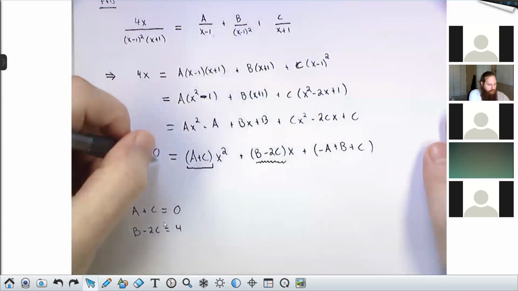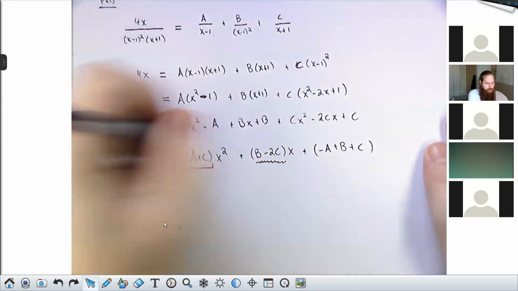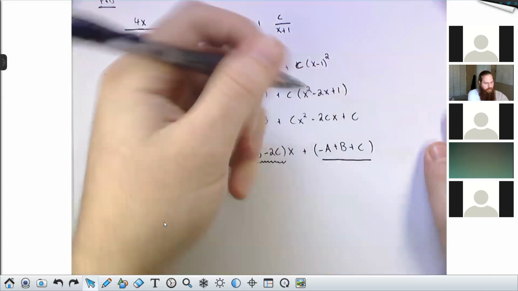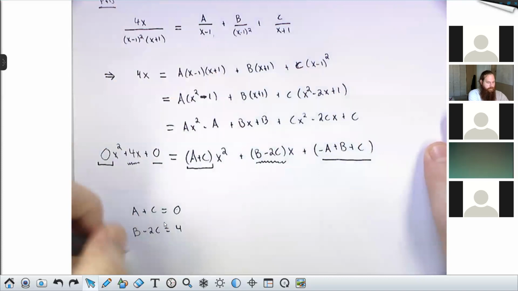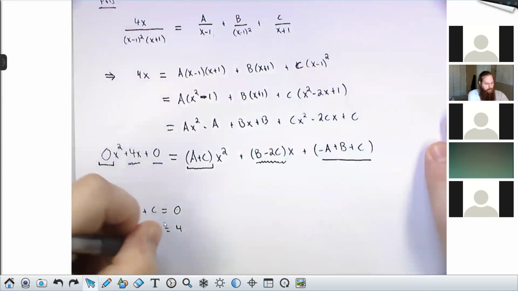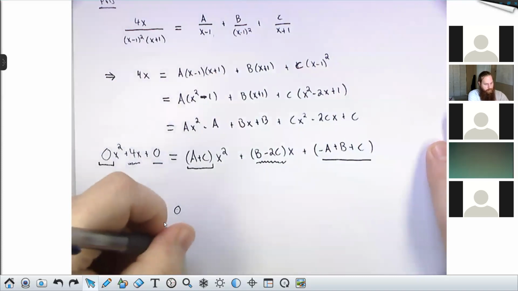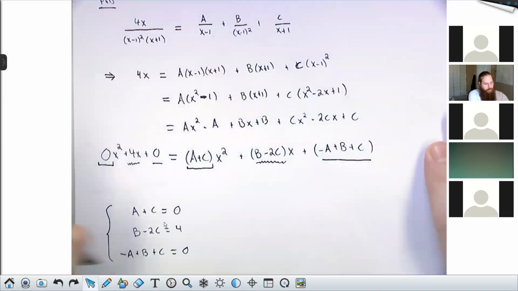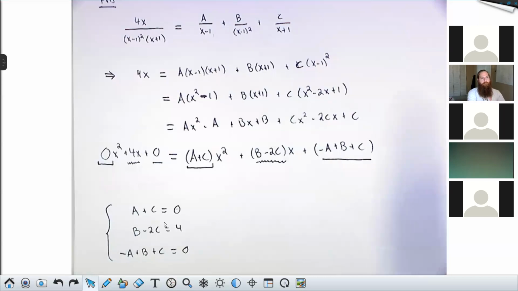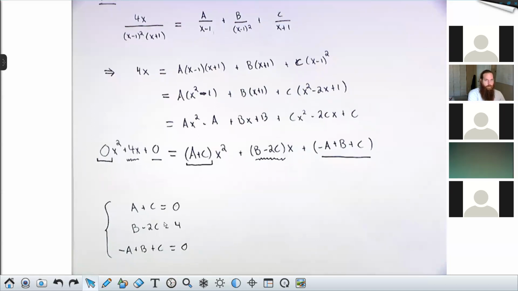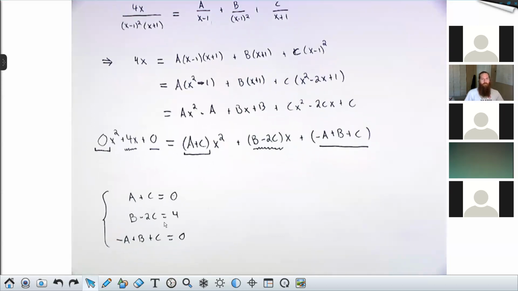And the constant term on the left is 0. The constant term on the right is negative a plus b plus c. So negative a plus b plus c has to be equal to 0. And that's your 3 by 3 linear system. Questions on how we arrive at this linear system?